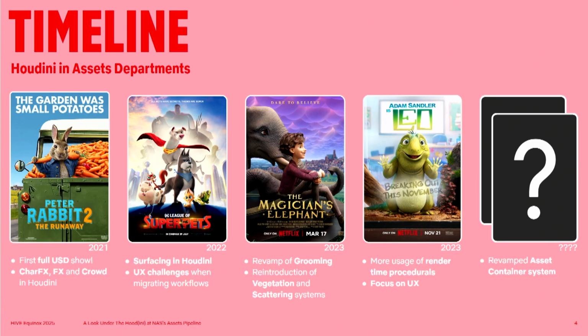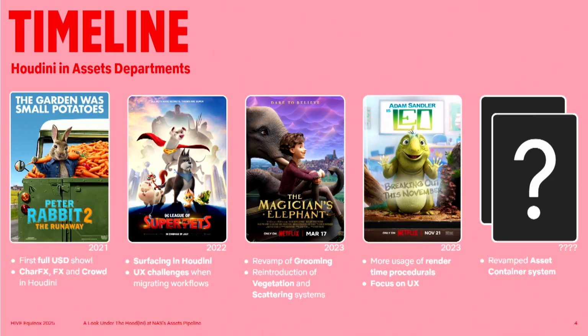Peter Rabbit 2 was our first full USD feature film that we made, and it's a hybrid animation and live action movie. At this point, character effects and crowd were fully in Houdini already, but we did not yet do assets. Our next film, DC's League of Super Pets, was the first fully animated feature film on this new USD pipeline. We started using Houdini in Solaris for our surfacing team for look development purposes.